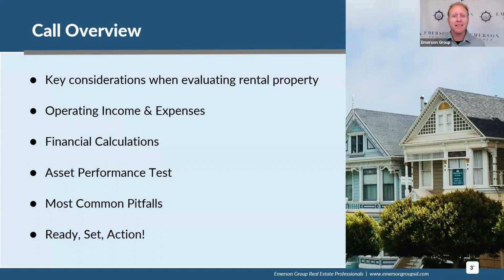We're going to go through the asset performance test, right? This is the worksheet that's going to help us understand what do we have, what's our net operating income, and what is our money generating for us in the form of returns. We'll briefly touch on some of the common pitfalls as an investor, and then we'll just talk about the ready, set, and action steps to make a decision and understand that maybe the decision is to do nothing.